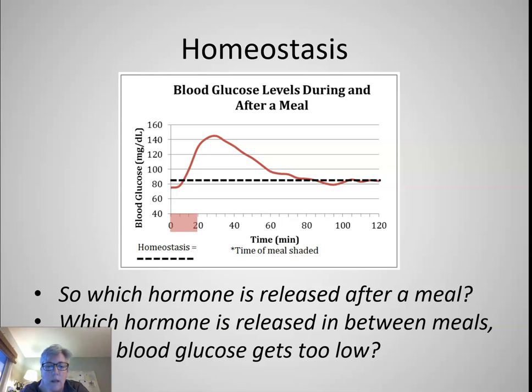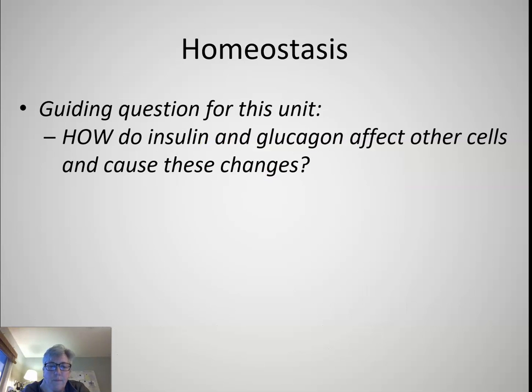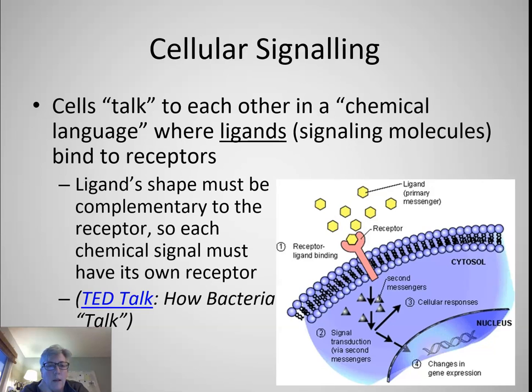Which hormone is released after a meal, and which hormone is released in between meals? And the main guiding question then for this unit is, how do insulin and glucagon affect other cells and cause these things to happen? How does that work? That's the big question. We're trying to maintain homeostasis. Insulin and glucagon are just one example. And how does this happen? This happens through cellular signaling, and I'm going to stop right here and make the next video.